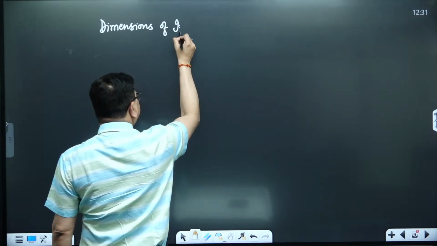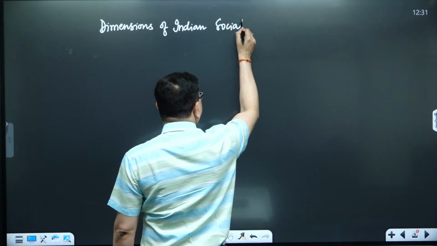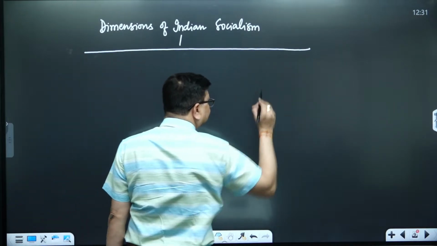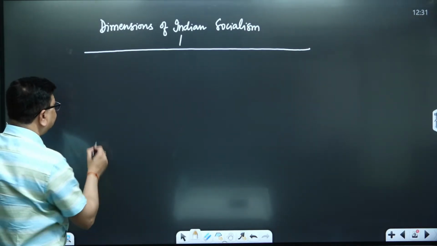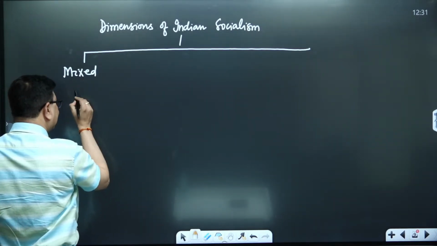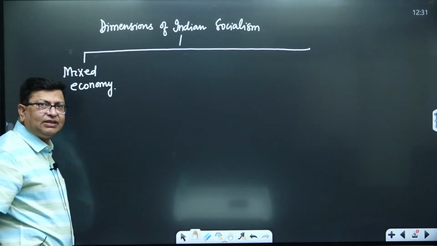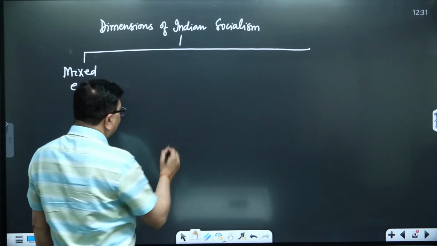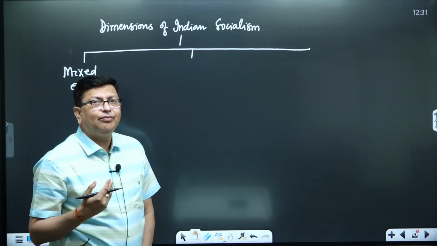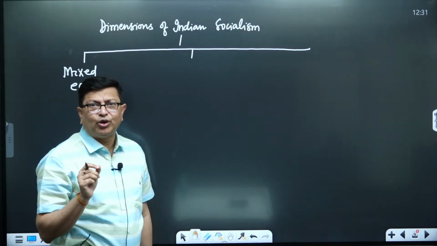Then, dimensions of Indian socialism. We did not follow exactly what Karl Marx said. We followed the concept of mixed economy. This may not be asked in your examination. And how we deviated from what Karl Marx had said: we did not go for the state ownership of the means of production and distribution.